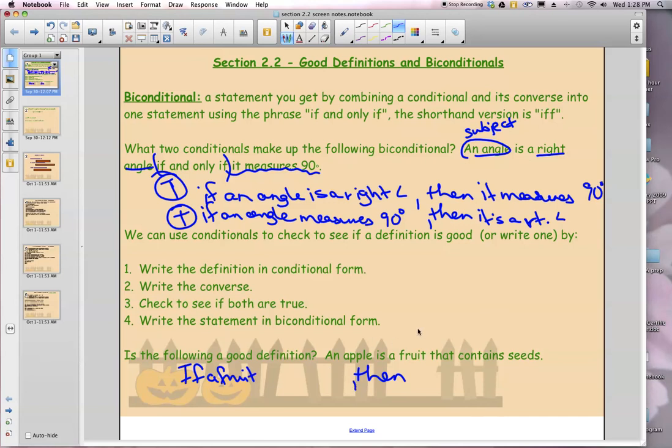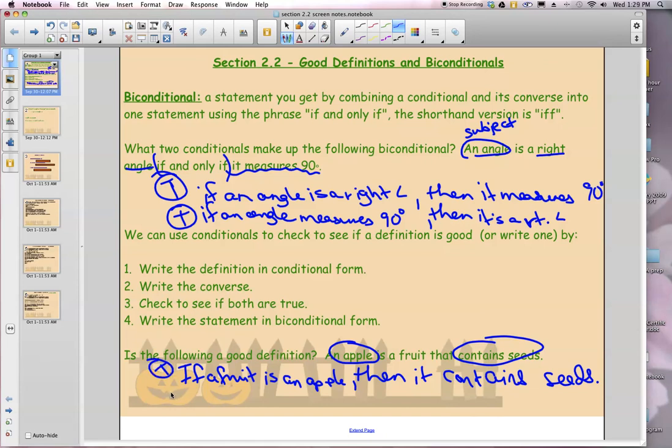And then you have to identify the two pieces. Okay, well, one part is it's an apple. The other part is it contains seeds. So we'll say if a fruit is an apple, then it contains seeds. Okay, is that a true statement? Is that a good conditional? Does it have a true truth value? And yeah, if it's an apple, it contains seeds. So yep, that's true.